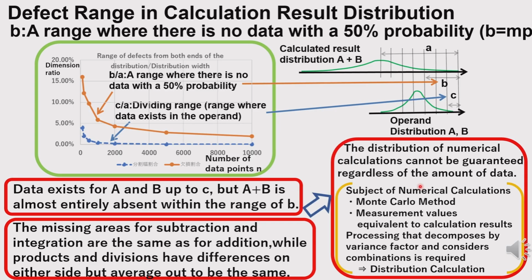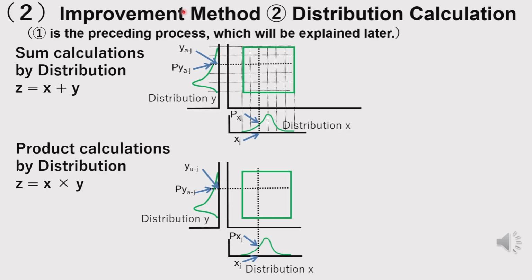Even when the number of data points n is large, the distribution of the calculation results contains error. Methods equivalent to this numerical calculation apply not only to Monte Carlo methods but also to cases where distributions are derived from data containing multiple variances in various measurement results, or where probability calculations are performed. As a solution to address numerical calculation errors, I will now explain distribution calculations.